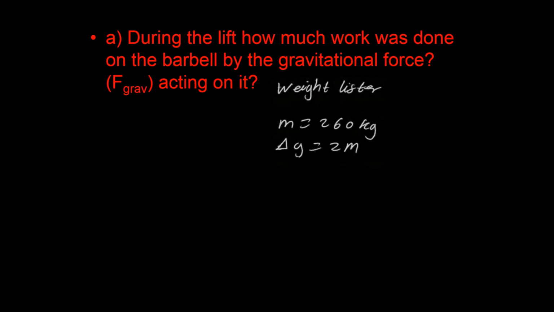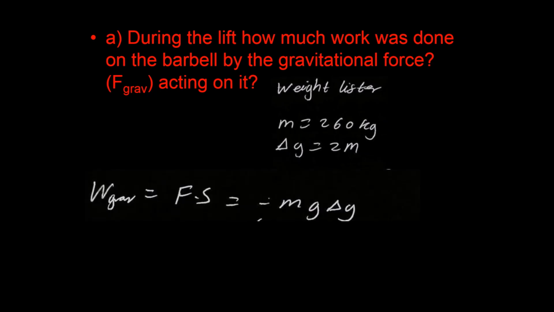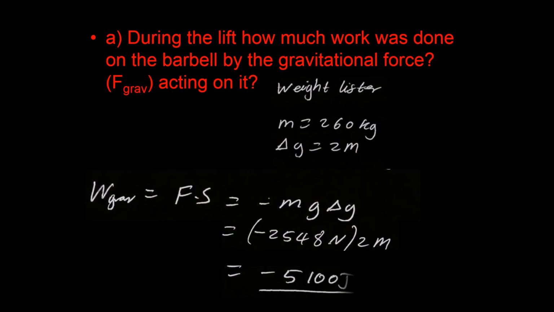The weightlifter is lifting a mass of 260 kilograms through a displacement of 2 meters. So the work done by gravity here is F times s. We'll use negative mg times delta y, which will give us minus 2,548 newtons times 2 meters, which will give us minus 5,100 joules.